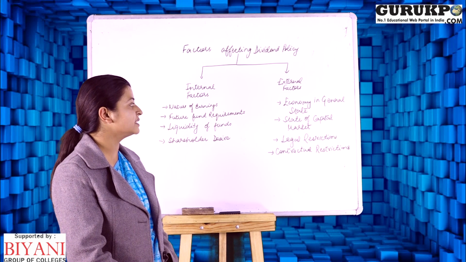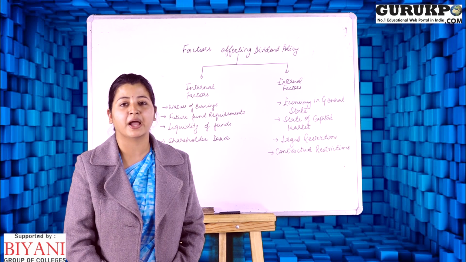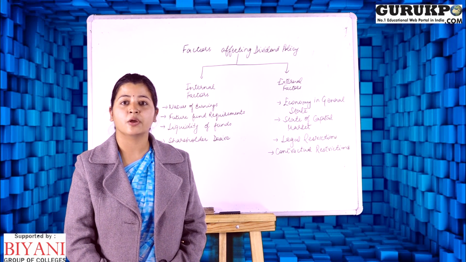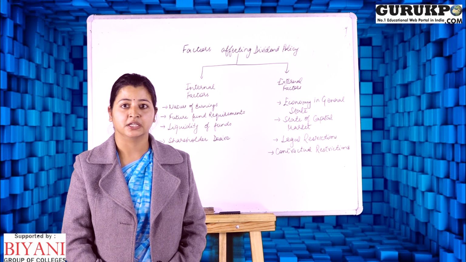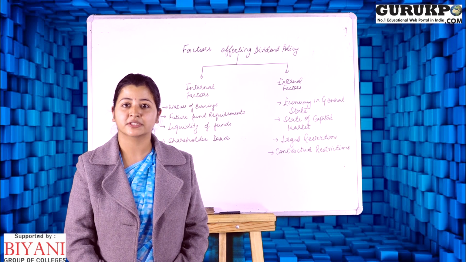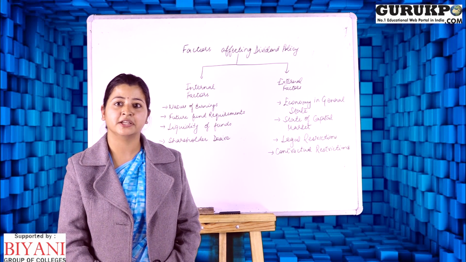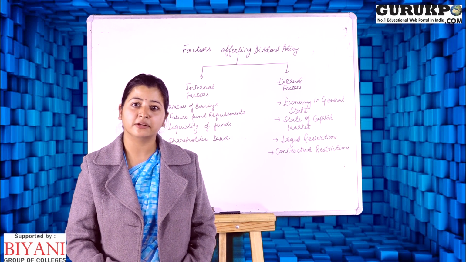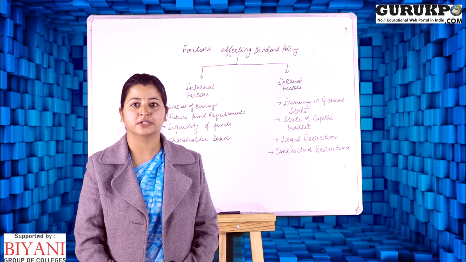The next factor is legal restrictions. Dividend policy is also affected by legal restrictions, like it is a law that a company can pay dividend only when it has deducted its losses from its current year profit, and when it has deducted depreciation on fixed assets. From that remaining amount the company can pay dividend to its shareholders.